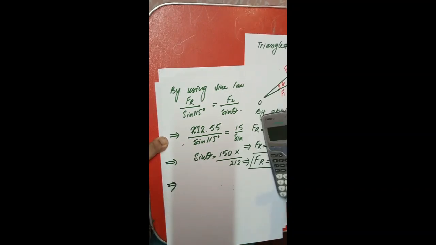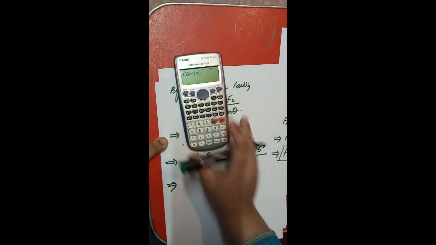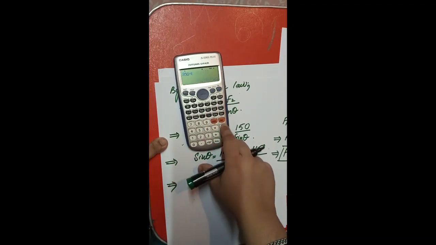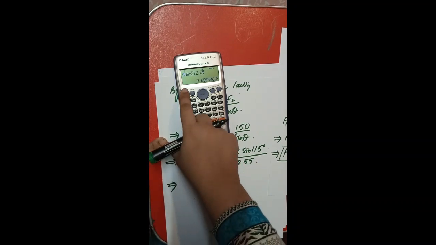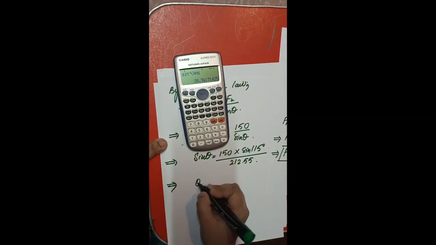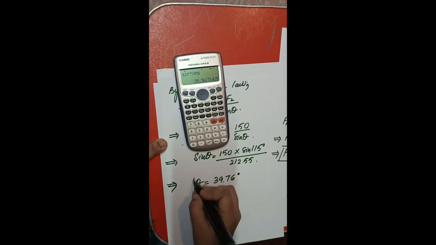So how can I calculate it? 150 into sine 115 degrees divided by 212.55, and then we apply sine inverse on the answer and we get theta equal to 39.76 degrees.